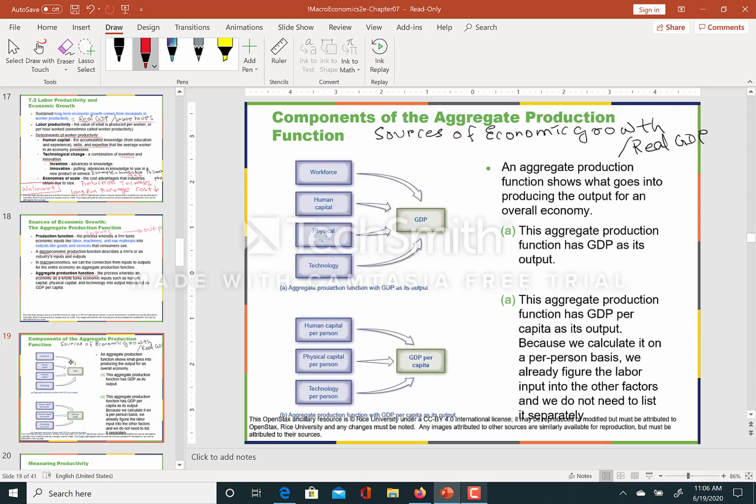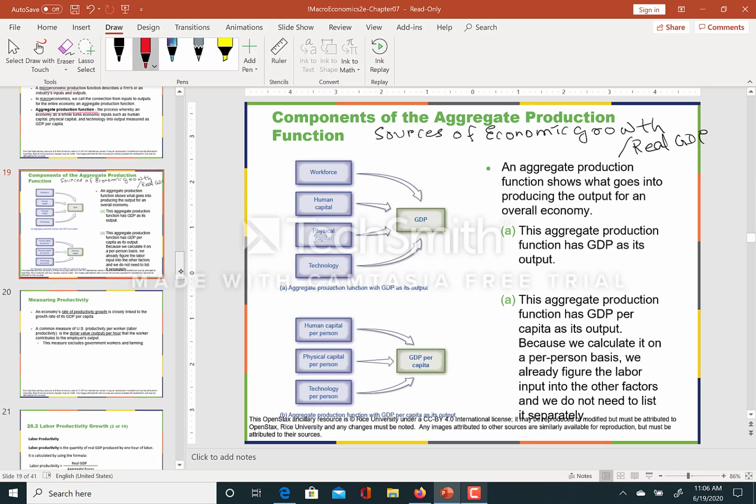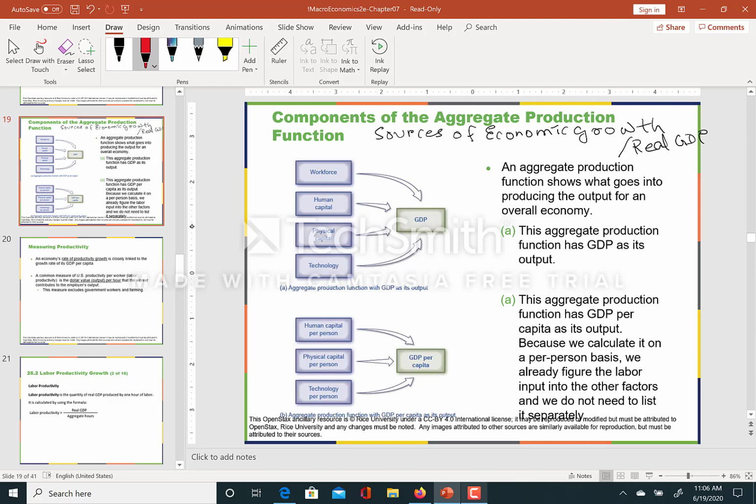What are the inputs in the production process? The inputs are definitely the workforce or the labor. Then human capital. Examples of human capital are skills, expertise, and in-job knowledge. What is physical capital? An example of physical capital is machinery and equipment. I'm going to combine all these inputs and I will produce output. And this output is shown by the gross domestic product.